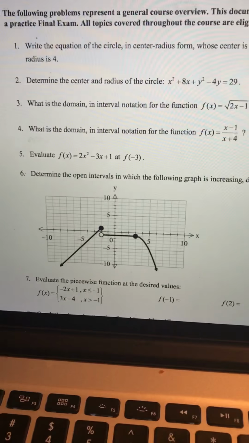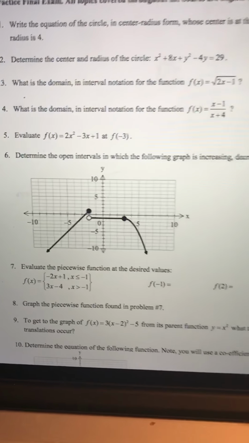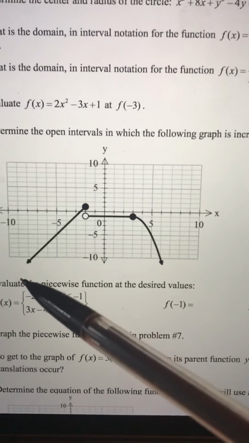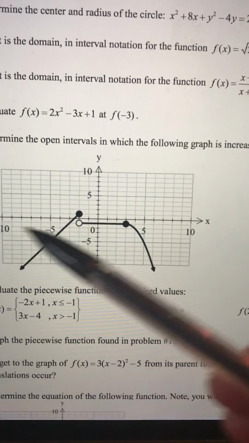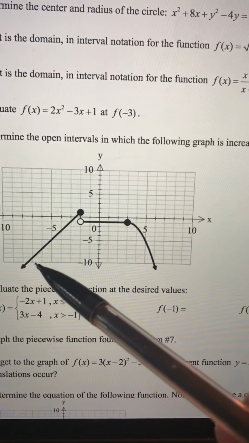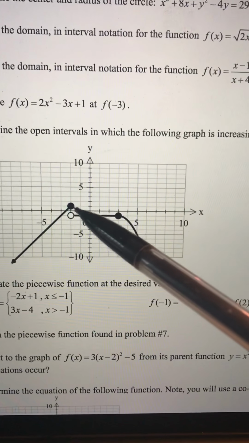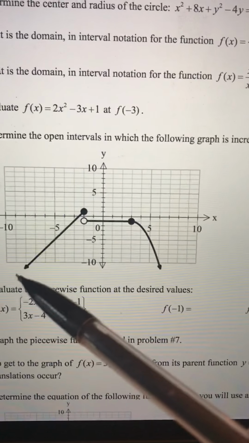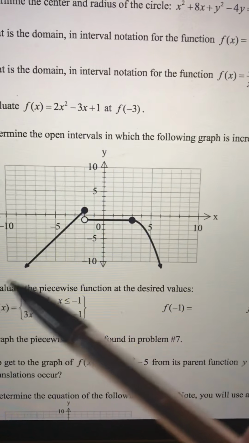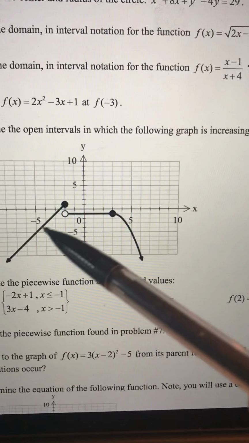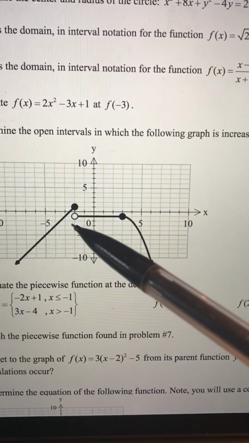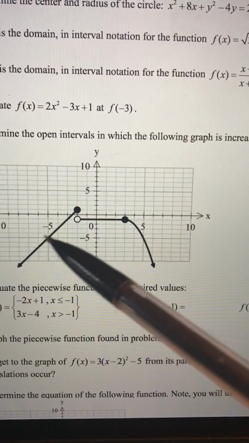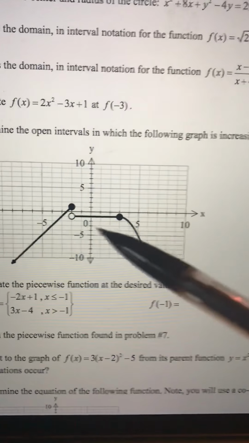All right, number 6, determine the open intervals in which the following graph is increasing, decreasing, and constant. Here you want to look at the graph from left to right, and you always read x. X is like a timeline. So you look at this from left to right, and it's increasing, going upward from forever ago, from negative infinity, because it keeps going to the left, all the way up to this point right here, which has x coordinate, looks like negative 2. So from negative infinity to negative 2, it's increasing.